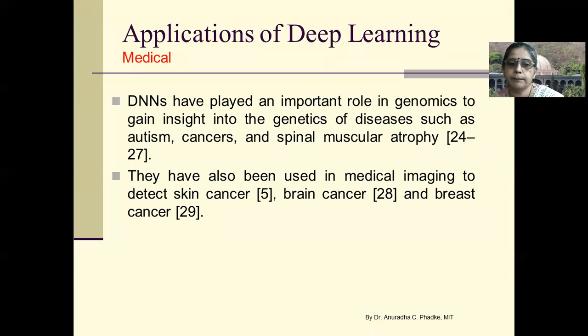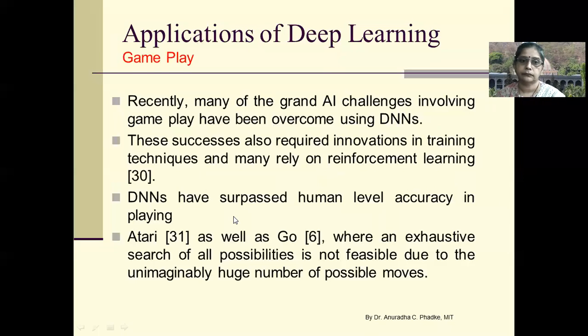Also, deep learning has played important applications under medical domain. DNNs have played an important role in genomics to gain insight into genetics of diseases such as autism, cancers, then spinal muscular atrophy, etc. They have also been used in medical imaging to detect skin cancer, brain cancer, breast cancer.